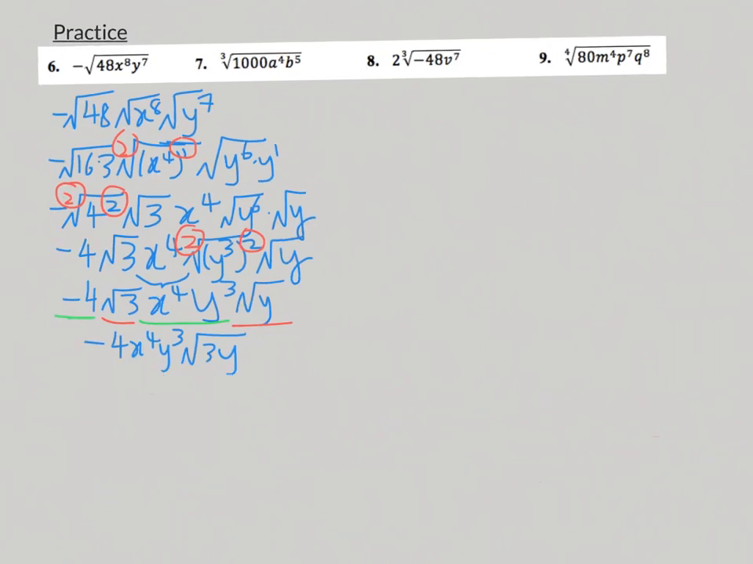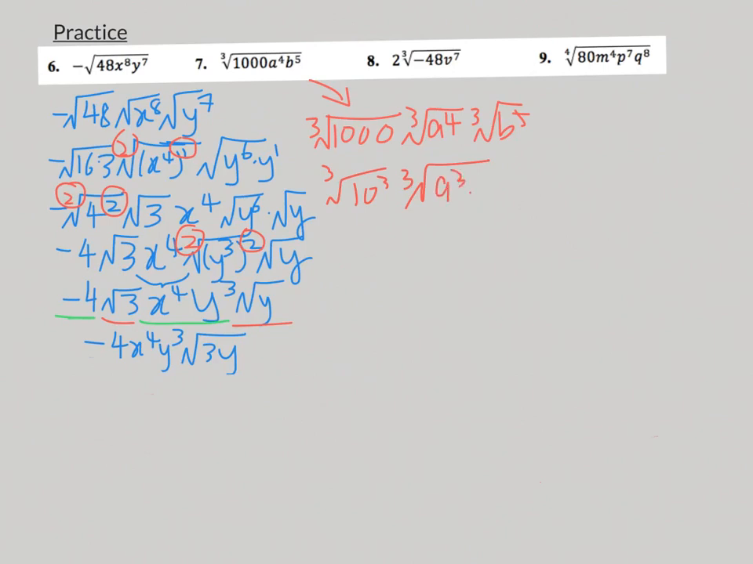For number 7, let's break it down into the cube root of 1000 times the cube root of a to the 4th and the cube root of b to the 5th. So we know that 1000 can be written as 10 to the 3rd, and a to the fourth can be written as a cubed times a, and b to the fifth can be written as b cubed times b squared.